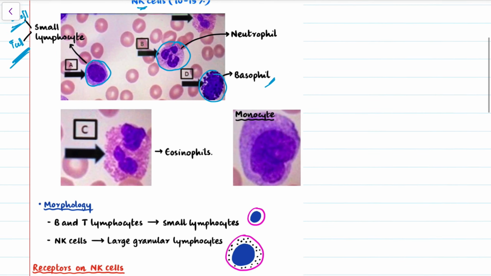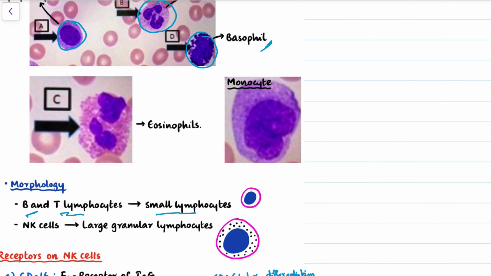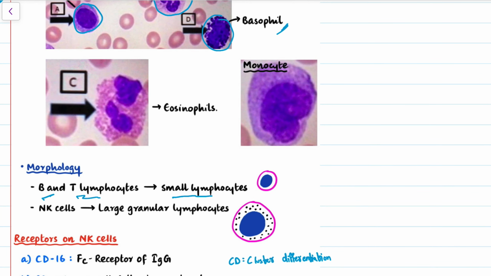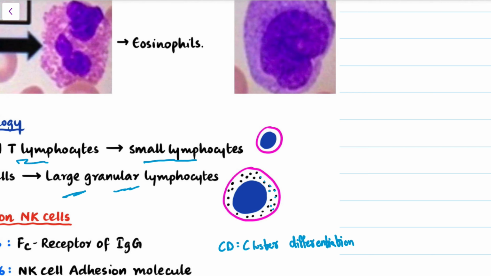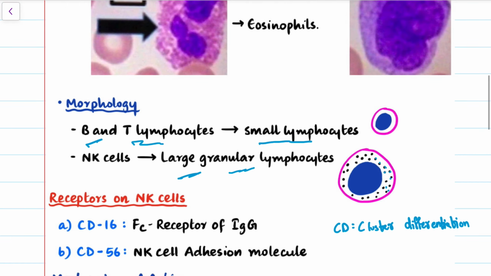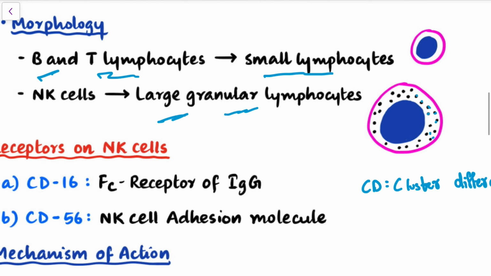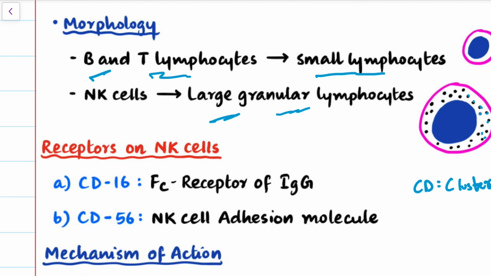So let's understand the morphology first of all. You see these B and T lymphocytes are there, right? These are basically small lymphocytes. They look small and have a lot of nucleus in it, whereas the NK cells are larger cells and have granular structures present in these. You see all these dotted structures in it, and the cell is comparatively larger than the B and T lymphocytes. So these NK cells, just like any other cell, have receptors, and these receptors may be CD16 or CD56.